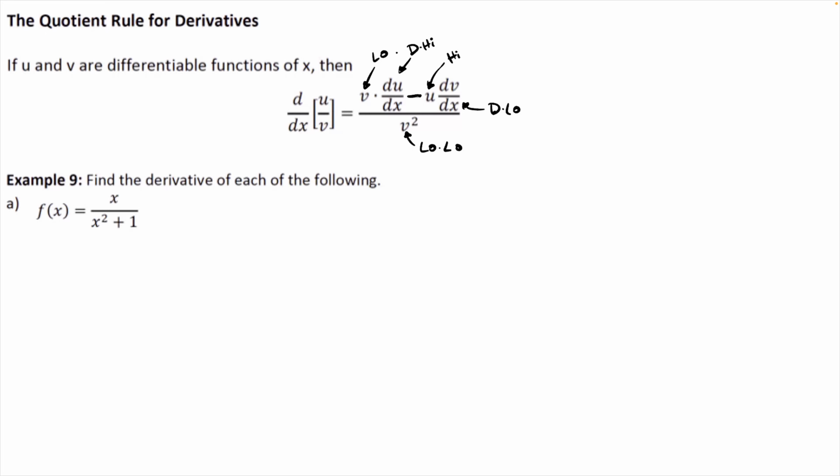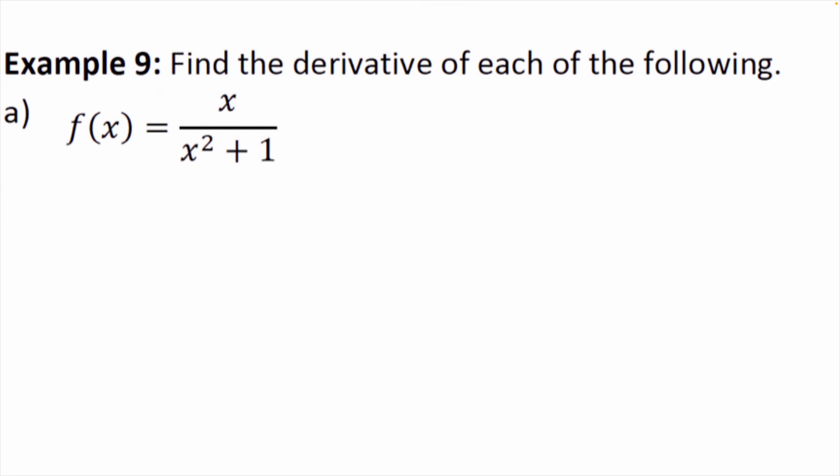Okay. All right. So let's take a look. Let's do the first one. So the high is x function. The low is x squared plus 1. But it's minus. There we go. Okay. All right, so let's find the derivative.